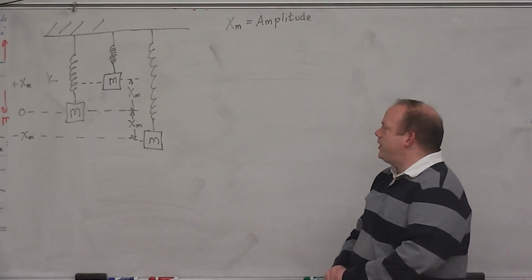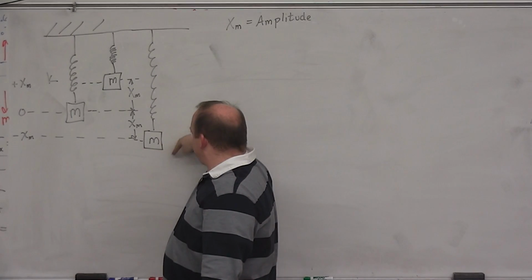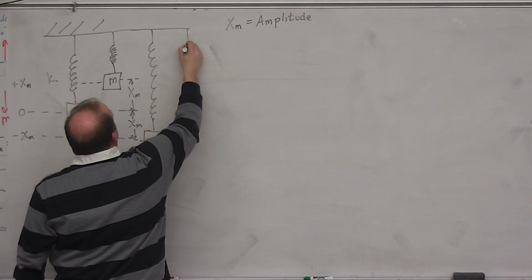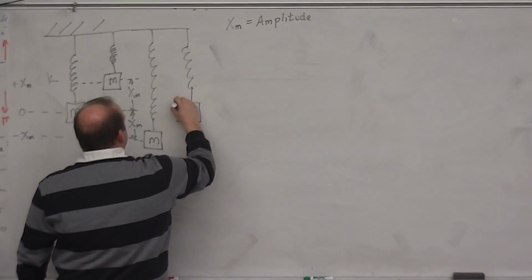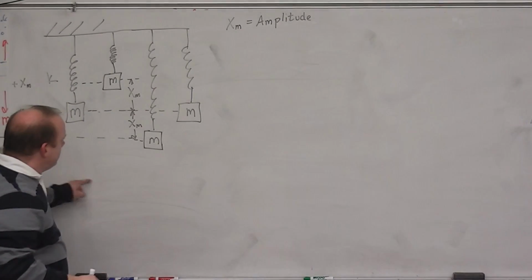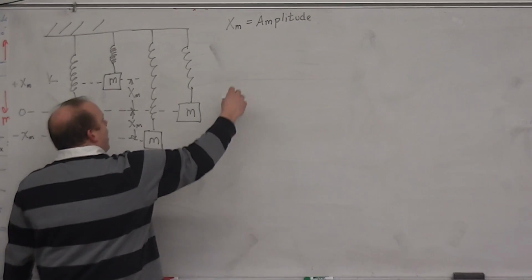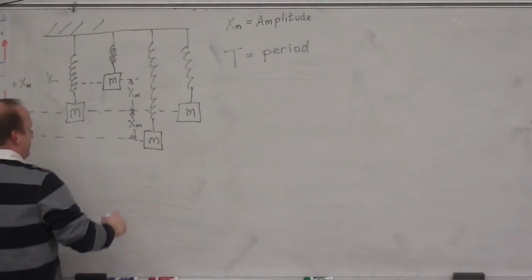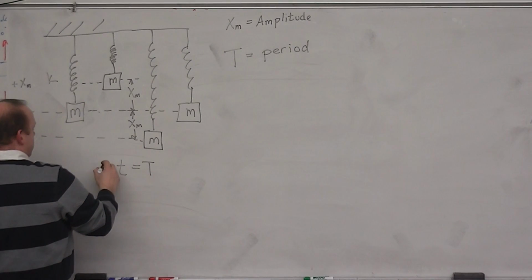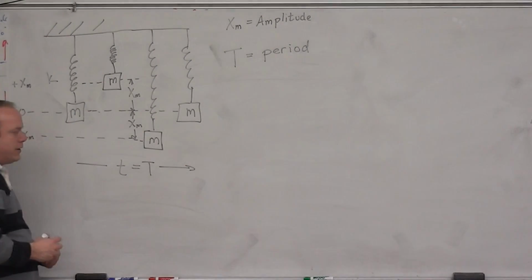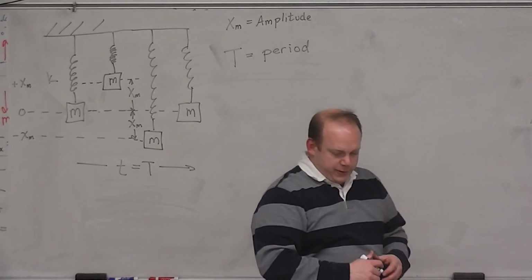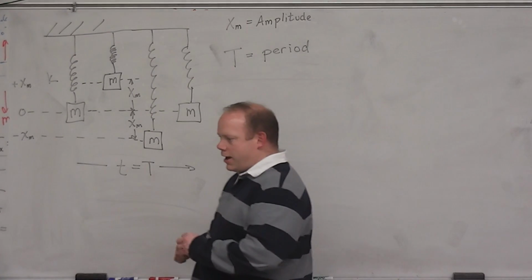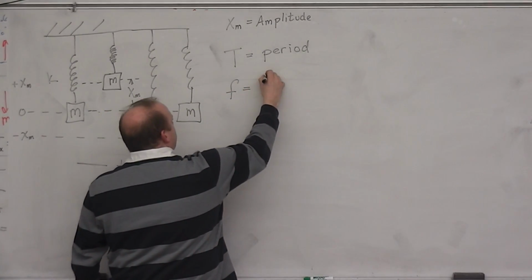The time that this takes to make a complete cycle, going from here up to down and then back up again, until it gets back to this position, this would be the time of one period. I'm going to call capital T your period. The time it takes to make this complete cycle is called the period, and we denote that with capital T. The number of times that this happens per second, we call the frequency. Frequency is equal to 1 over the period.